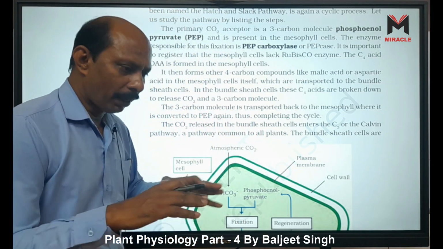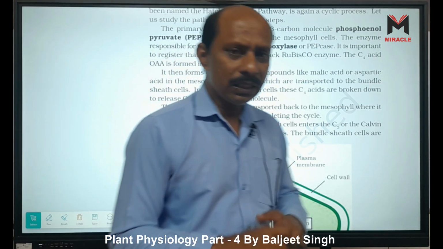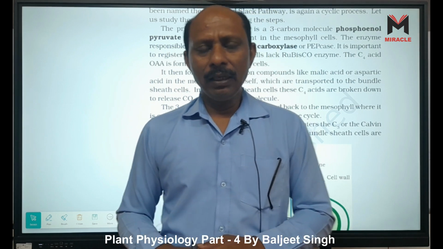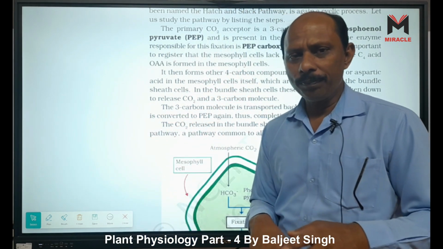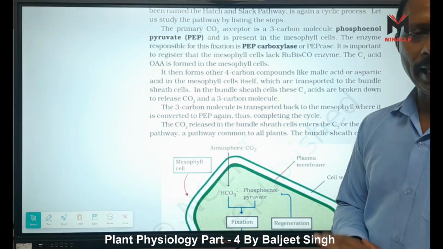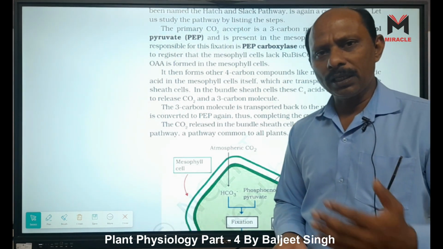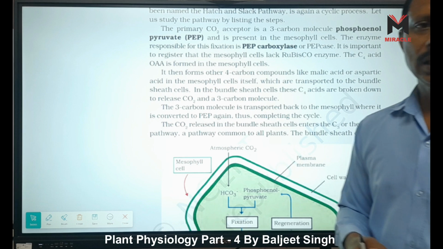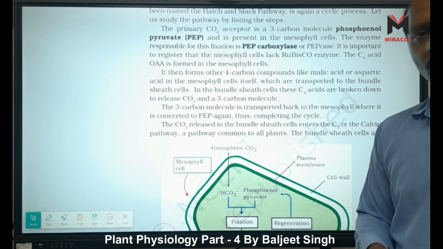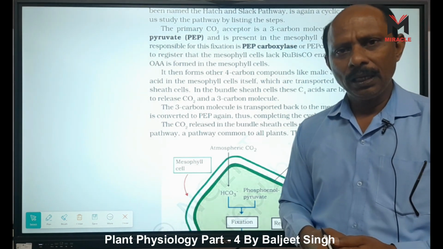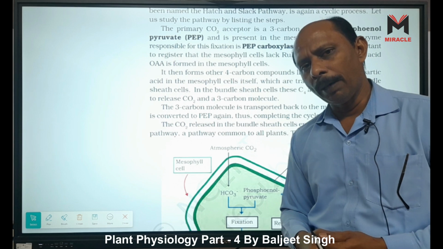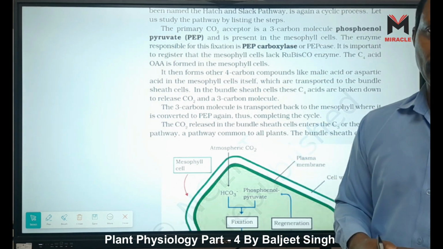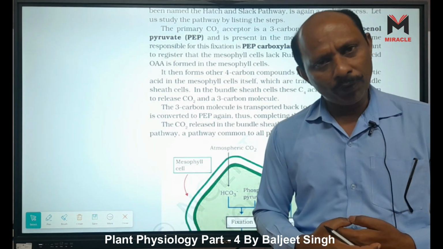In the bundle sheath cell, what happens? This aspartic or malic acid, through decarboxylation, releases 1 carbon dioxide, and this 1 carbon dioxide released from the malic acid is used in the C3 cycle. The C3 cycle occurs in bundle sheath cells, right? And now this malic acid or aspartic acid is converted into pyruvic acid.